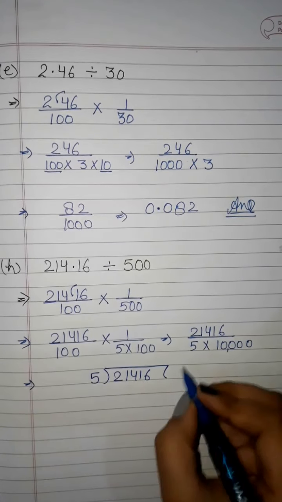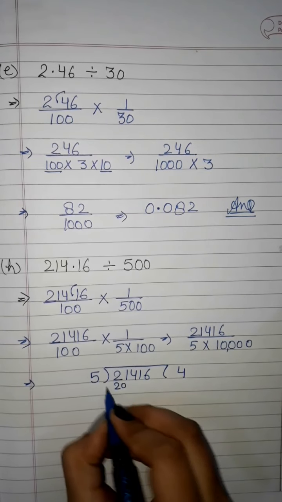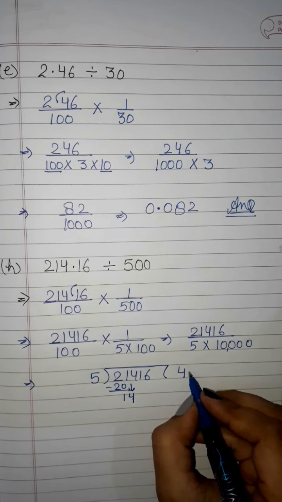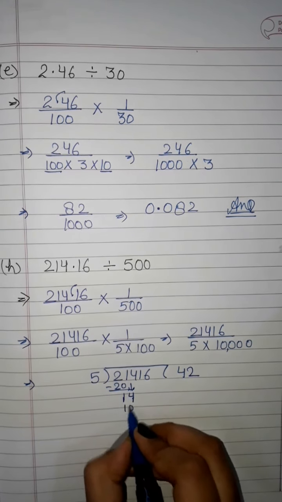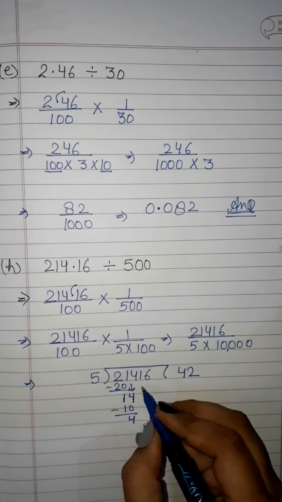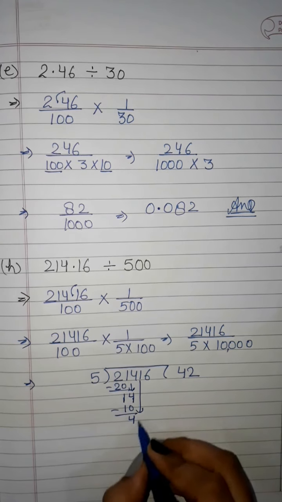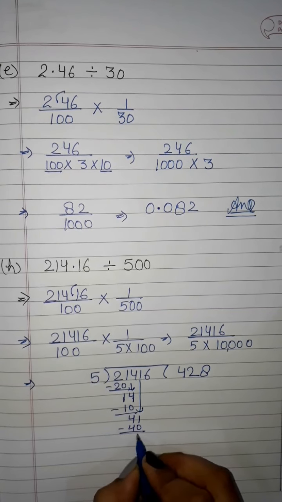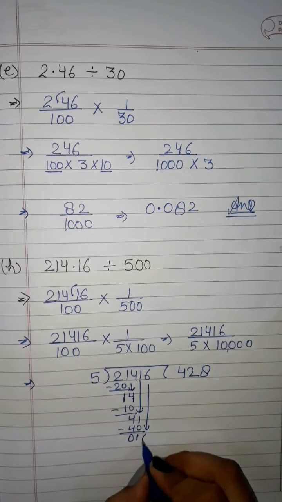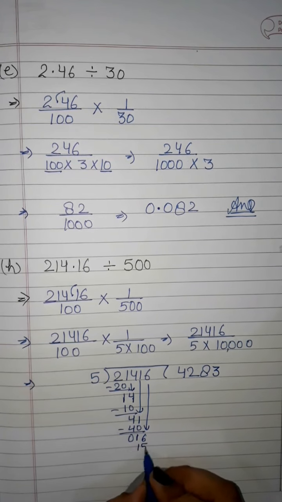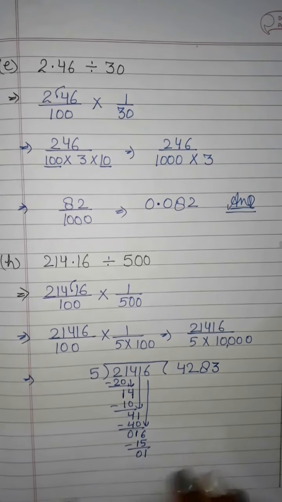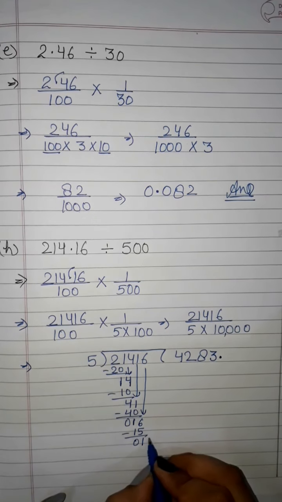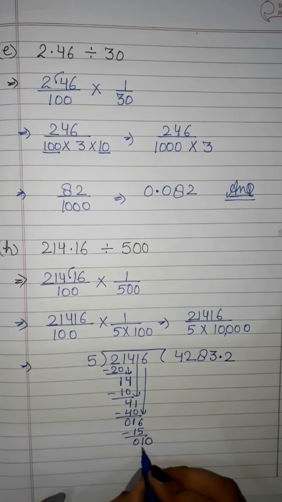21416 by 5. 5 fours is 20. 1 and 4. Then 2s are 10. 4. Now this one 8s are 40. 1. Now this 6. 3s is 15. Children, see, still the remainder is left. Now how we can do? Put the decimal and 0. And 5 2s is 10.